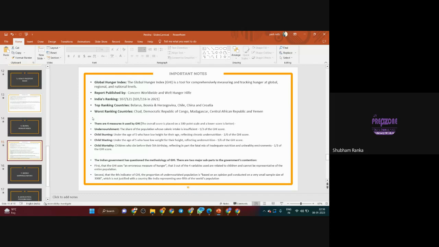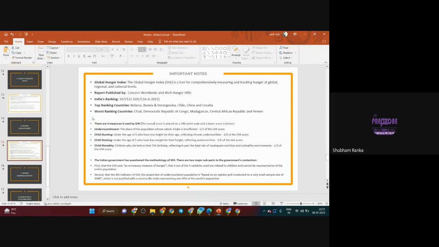Again, GHI is a tool for comprehensively measuring and tracking global hunger at a global, regional, and national level. Who is it published by? Concern Worldwide and Welthungerhilfe, which is not important for us. We can ignore this, but we should know that the GHI report comes out every year. India's ranking again is in the lowest percentile, 107 out of 121, and earlier it was 101 out of 116 countries. So we have not seen any improvement; it has only fallen for us.